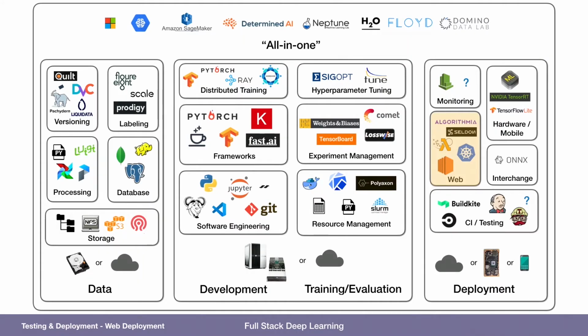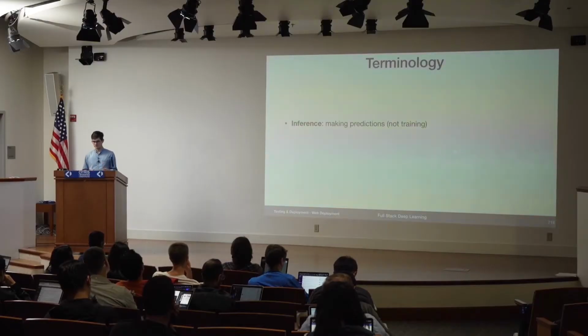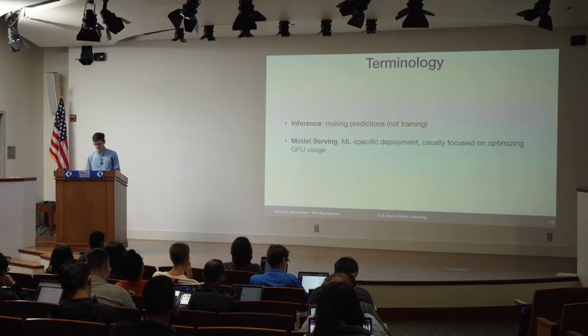So to continue, we can talk about web deployment. To get started here, I want to talk about terminology. Just there's different terms used that I wanted to make sure we're all on the same page about. So sometimes the word inference is used, and that refers to making predictions, so not training. So there's training time, inference time, prediction time, production. All these things refer to making predictions.